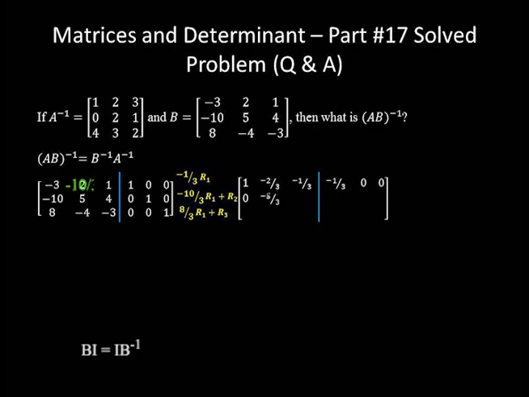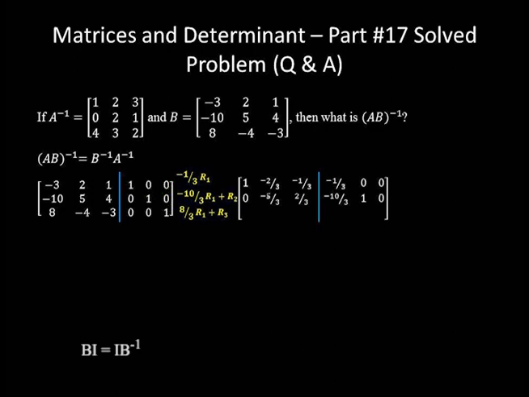Negative 10 over 3 times 1 gives us negative 10 over 3. Negative 10 over 3 plus 4 gives us 2 over 3. Negative 10 over 3 times 1 again gives us negative 10 over 3. Negative 10 over 3 plus 0 equal to negative 10 over 3. Negative 10 over 3 times 0 gives us 0. 0 plus 1 gives us 1. Negative 10 over 3 times 0 again gives us 0. 0 plus 0 gives us 0.